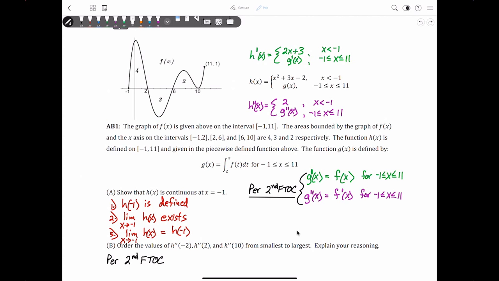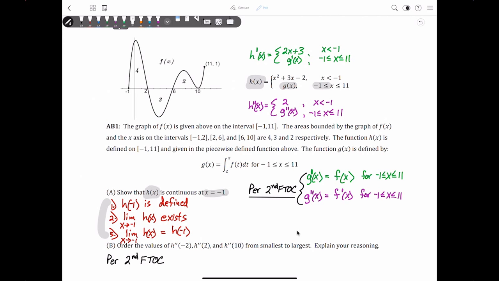Part A says, show that h of x is continuous at x is equal to -1. So with h of x, I'm already thinking about this piecewise function that I was given. The value is at x equals -1, and that means where it's actually defined. Because it's equal to -1 right here on this second function, I'm really going to concentrate on g of -1 as I go through these 3 steps. The 3 steps for continuity, 3 rules, if you will.